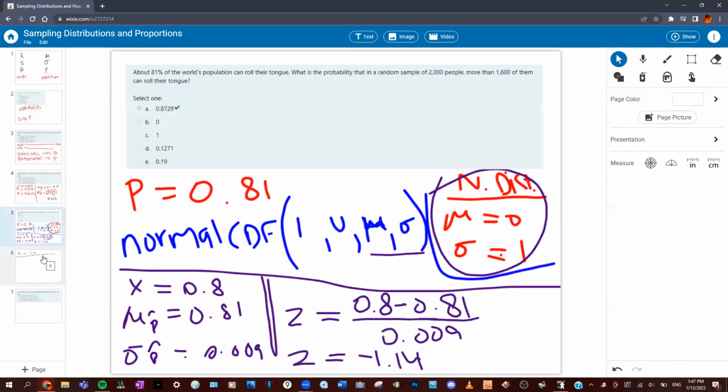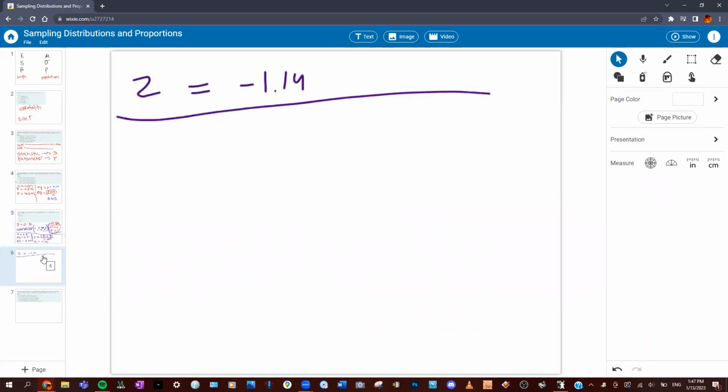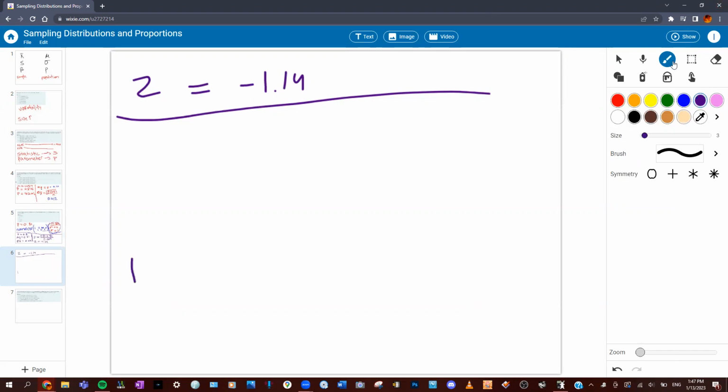Like I said, whenever you're trying to find the probability, to sum it up in 3 steps, you have to first check the conditions. Remember what we did: the 10% rule and the other thing where n times p must be greater than or equal to 10, and n times 1 minus p must be greater than or equal to 10. If we figure out those things, then we're good.